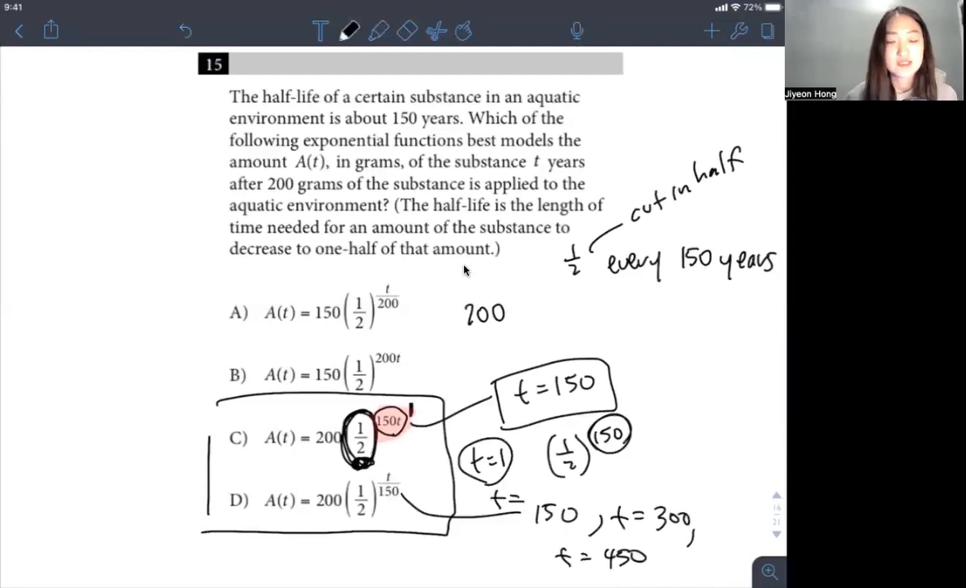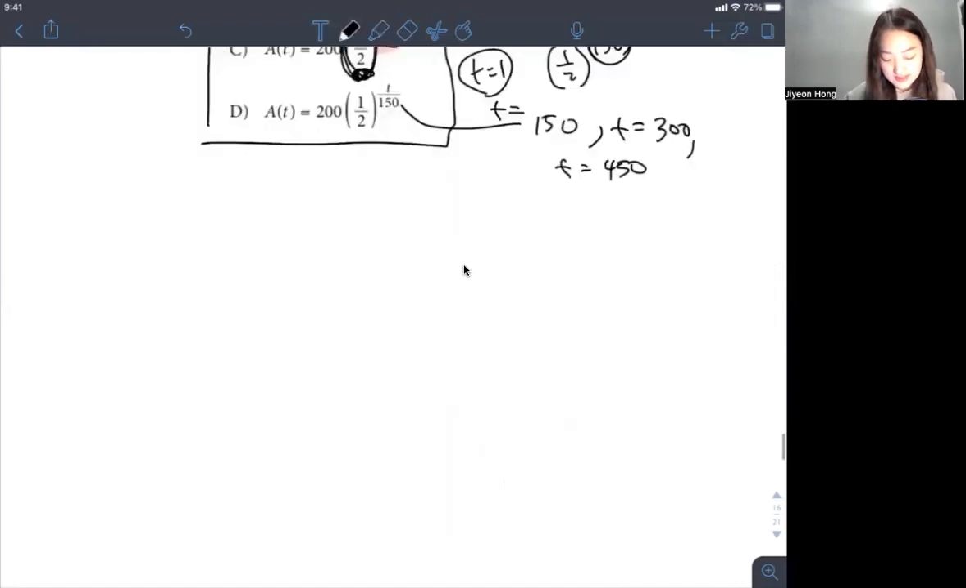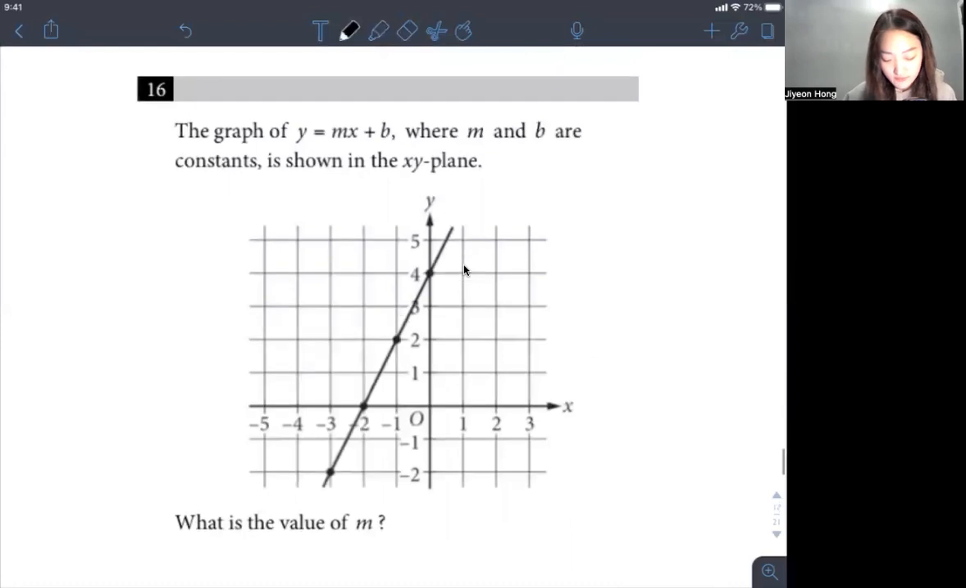Right? So the exponent will become 1 every time t equals 150 happens. Number 16. The graph of y equals mx plus b, where m and b are constants, is shown in the xy plane. What is the value of m? Basically, what is the slope of this line?